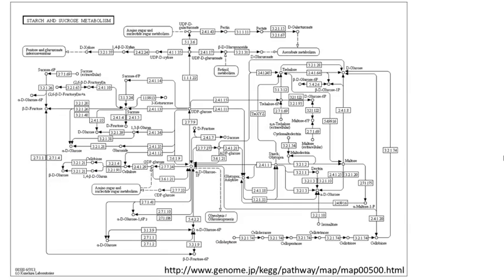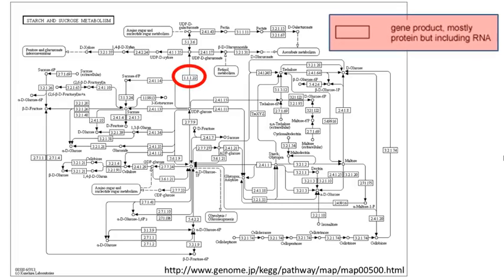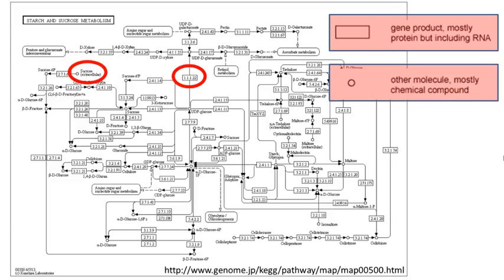KEGG is a collection of mostly manually drawn pathway maps like this starch and sucrose metabolism pathway. The nodes marked with a rectangle are gene products, mostly proteins but sometimes RNAs. In this pathway, most of the nodes are enzymes. Small circles denote other molecules, mostly chemical compounds such as the substrates. The pathway is also linked out to other upstream or downstream pathways.